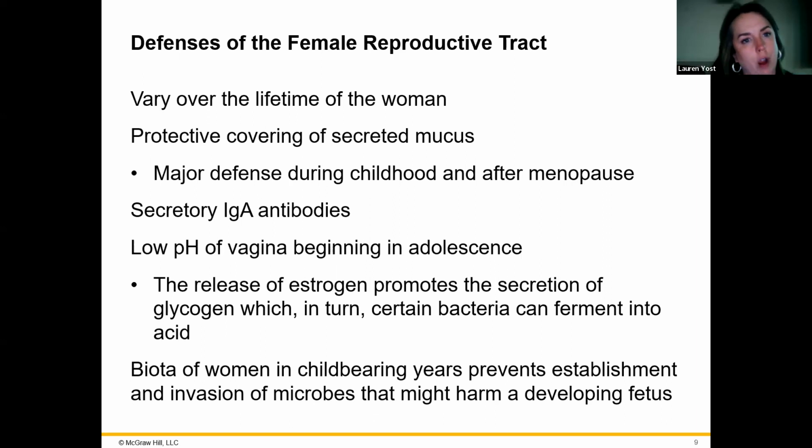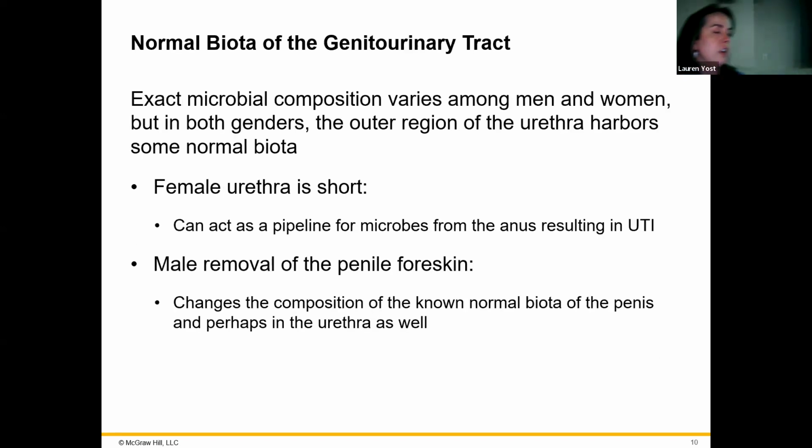So that can all affect the overall state of the female reproductive tract, especially considering things like the mucus secretions, the pH, and things like that. When you're in your childbearing years as a woman, you also tend to have biota that protects any potential fetus that you could be carrying. It's pretty interesting to think about.